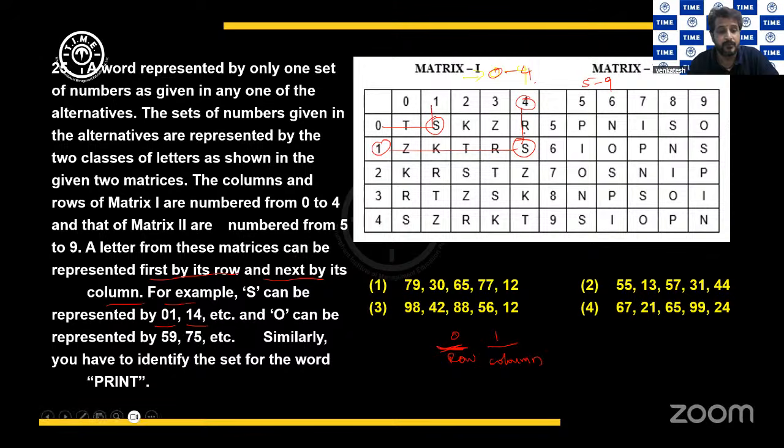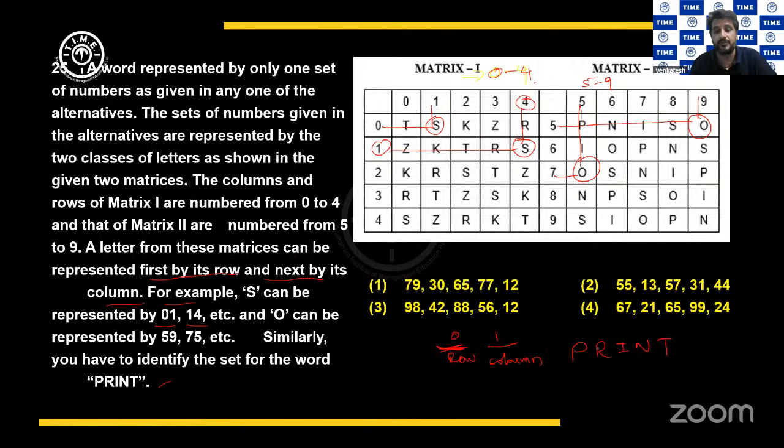Right. O can be represented by 5, 9, 7, 5. O: 5, 9. Yes, perfectly matching. 7, 5. Yes, perfectly matching. Now the question is, we have to identify the code for the word PRINT.